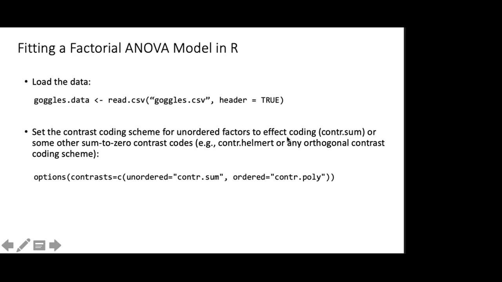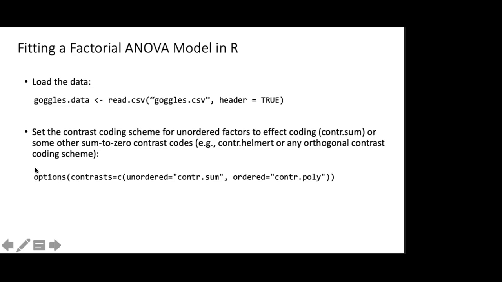So just a reminder, yesterday in effect coding, there was this deviance contrast, where the coefficients express the difference between the mean of each individual group and the grand mean, right? So in effect coding, the regression coefficients reflect the difference of the individual group means from the grand mean, or some other sum-to-zero contrast, right? So you can use Helmert or whatever you prefer. And for the ordered factors, you can use polynomial contrast, but that's the default in R anyway. So it's just to show you how you could set that.